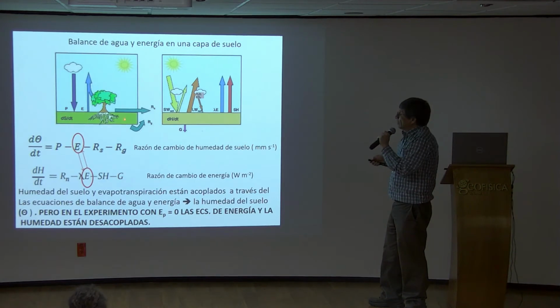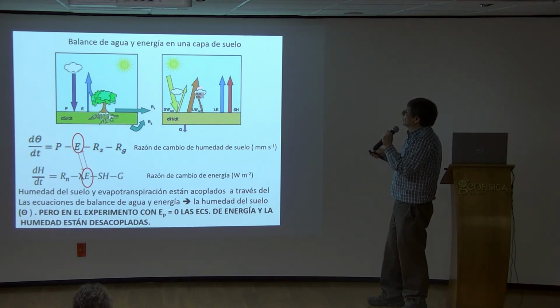And then, the thing is that this layer of soil is storing water mass, right? That's the most important thing. I think I made a mistake here. This dθ/dt is the dS/dt. So please just correct that in your mind. This is just the rate of change of soil moisture here in this part.